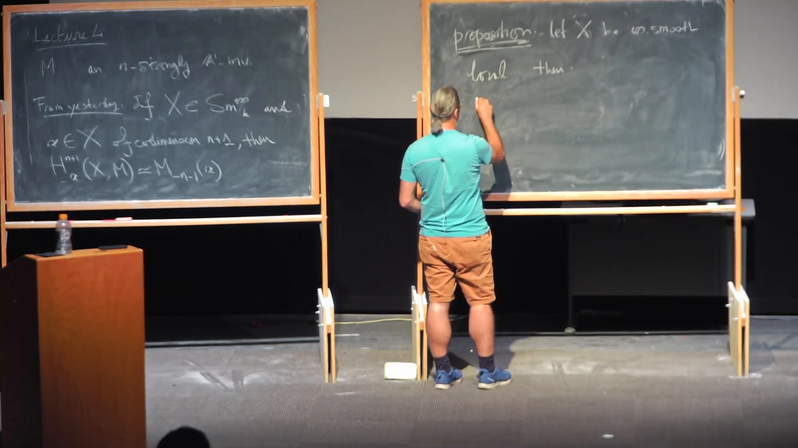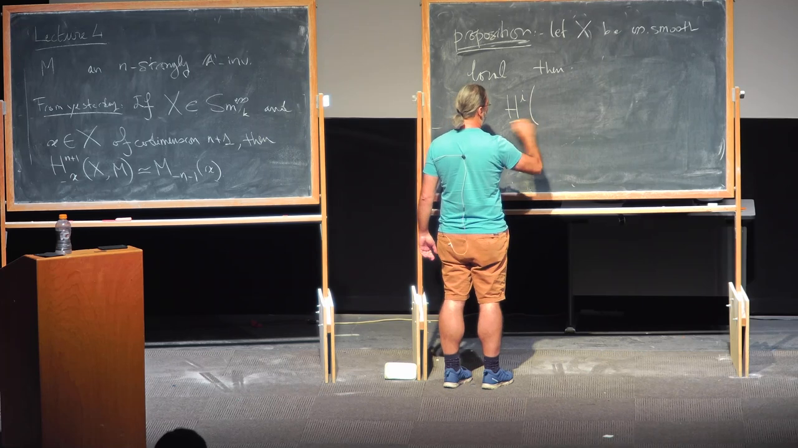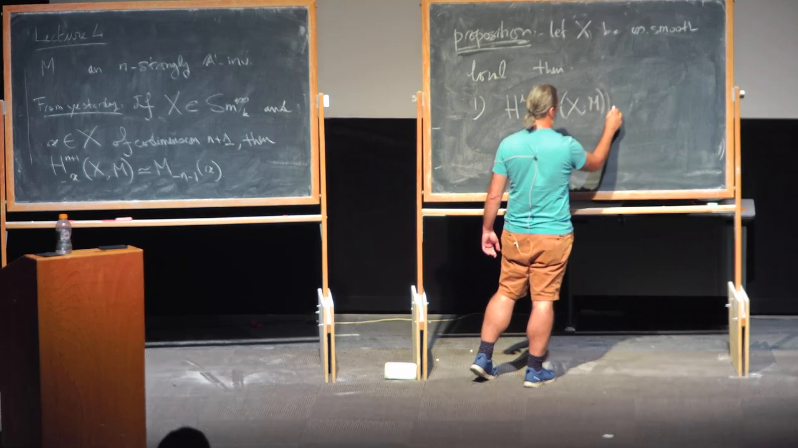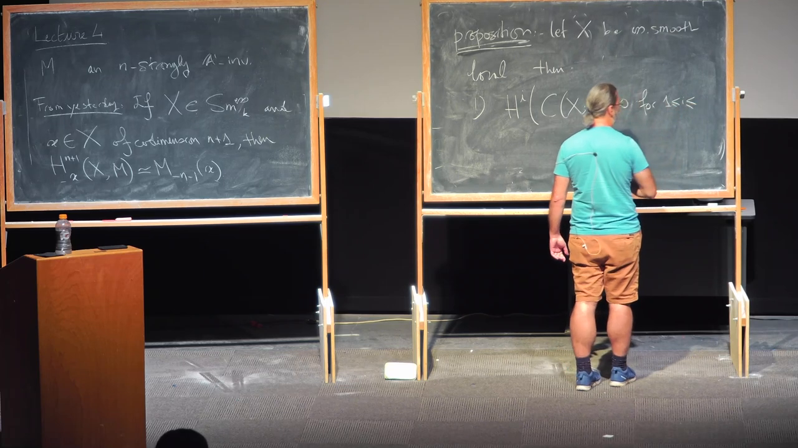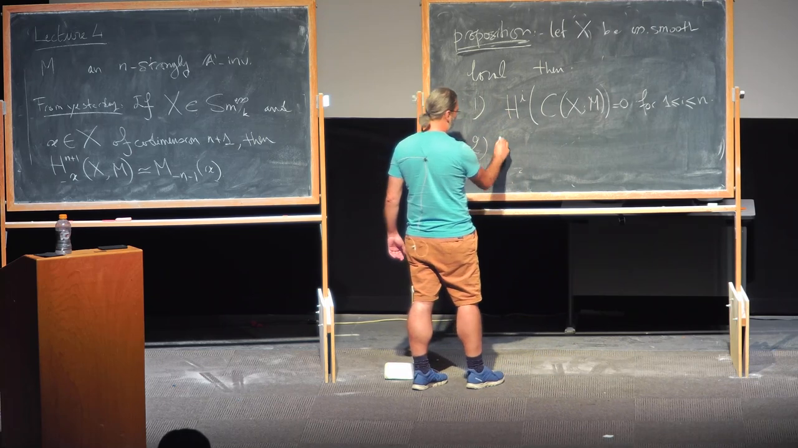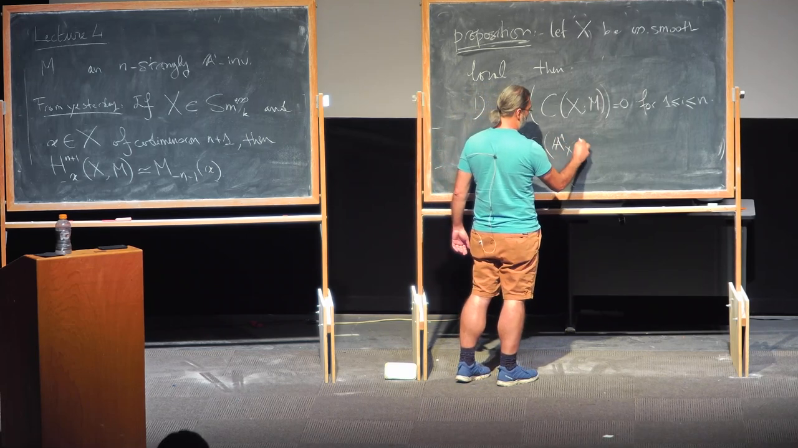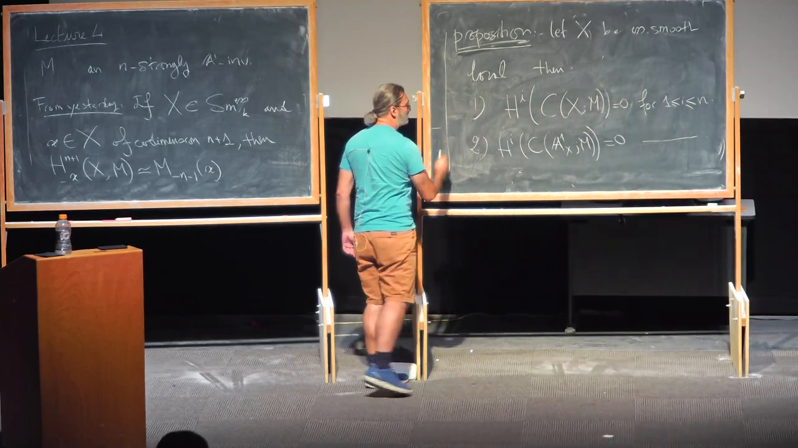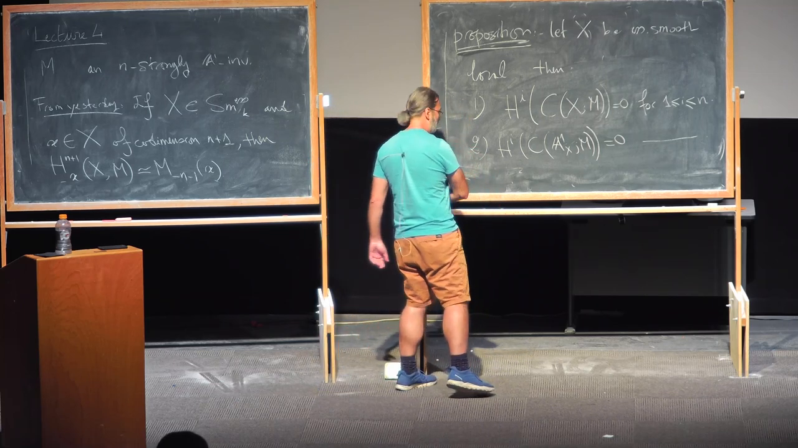Two properties. The first one is the cohomology of the Cousin complex of X and M is zero for i between 1 and n. And the second property is a similar one, but for the Cousin complex of the affine line over X, for the same range. The interesting thing here is that X can be arbitrarily big. There is no bound on the dimension of X.